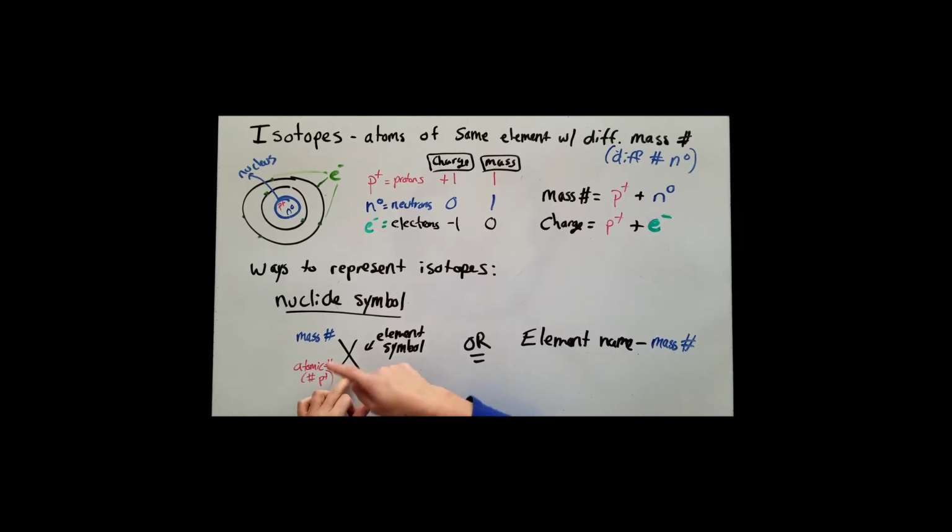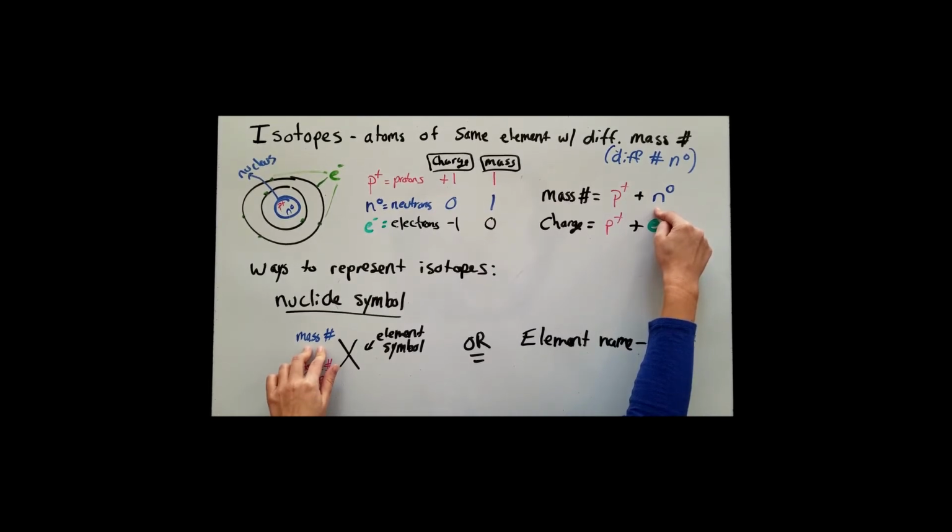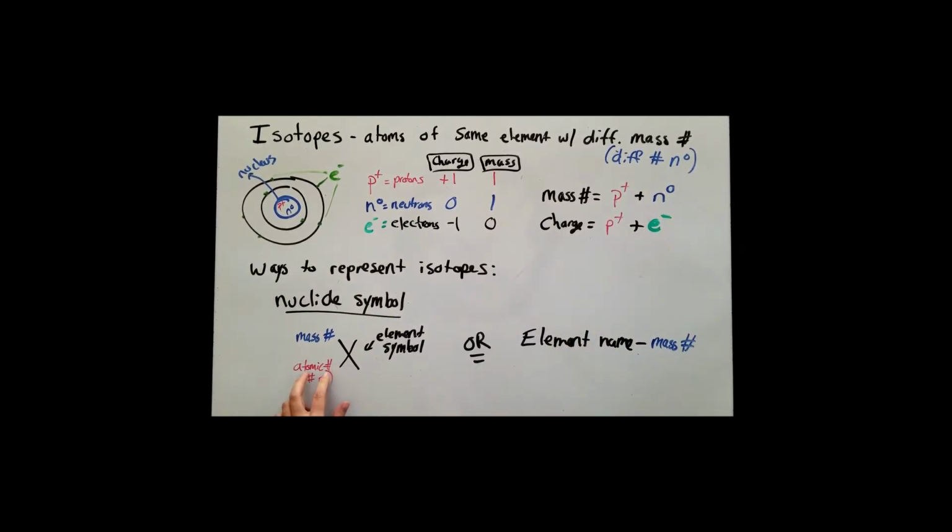So instead of X, we would put the element symbol, and you can get the element symbol from the periodic table. So carbon, for instance, if you looked up carbon on the periodic table, you would see its element symbol is C. Then in this upper left-hand corner is where the mass number goes. So this is going to be a whole number, and that is the total protons and neutrons in that particular isotope added together. Now in the bottom left-hand corner, this is where the atomic number is going to go.